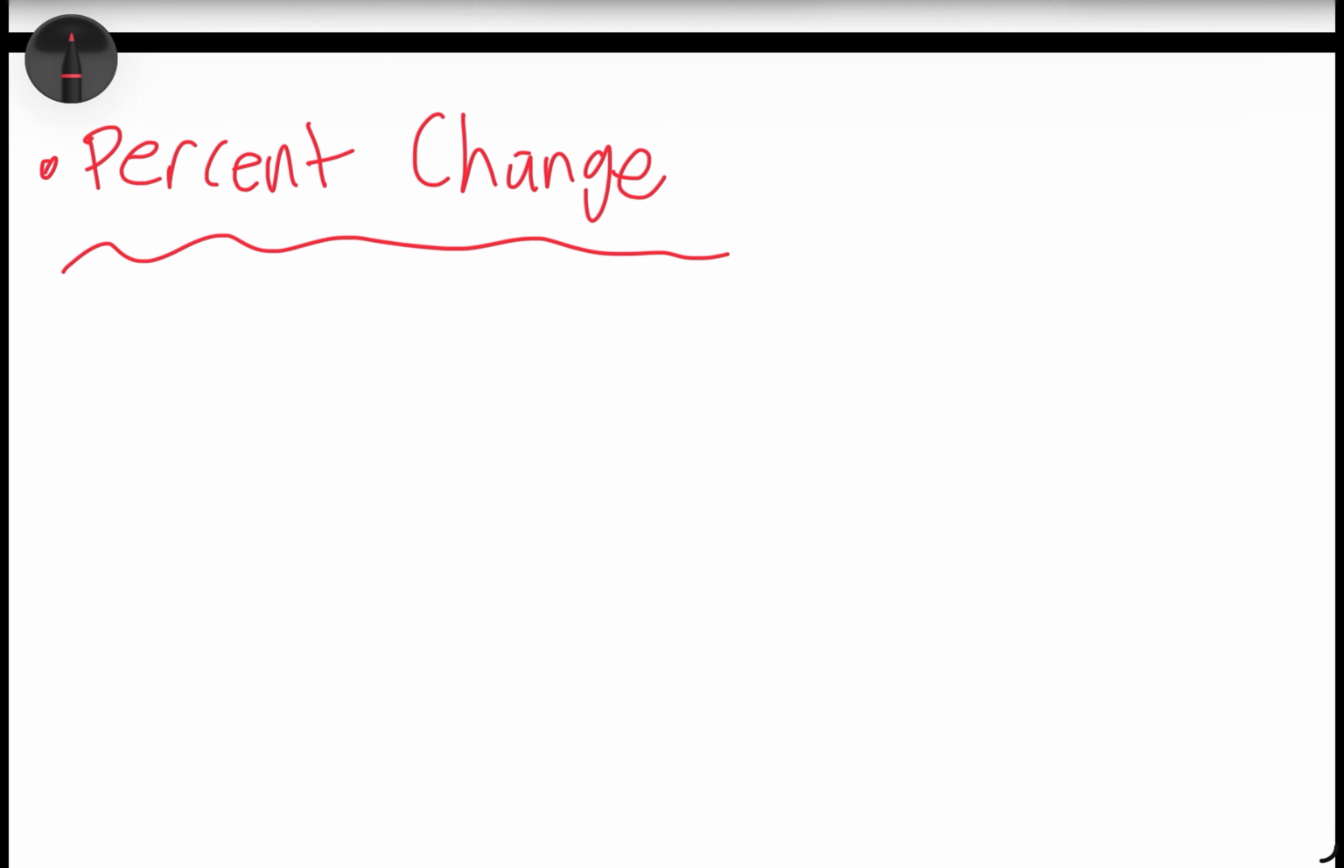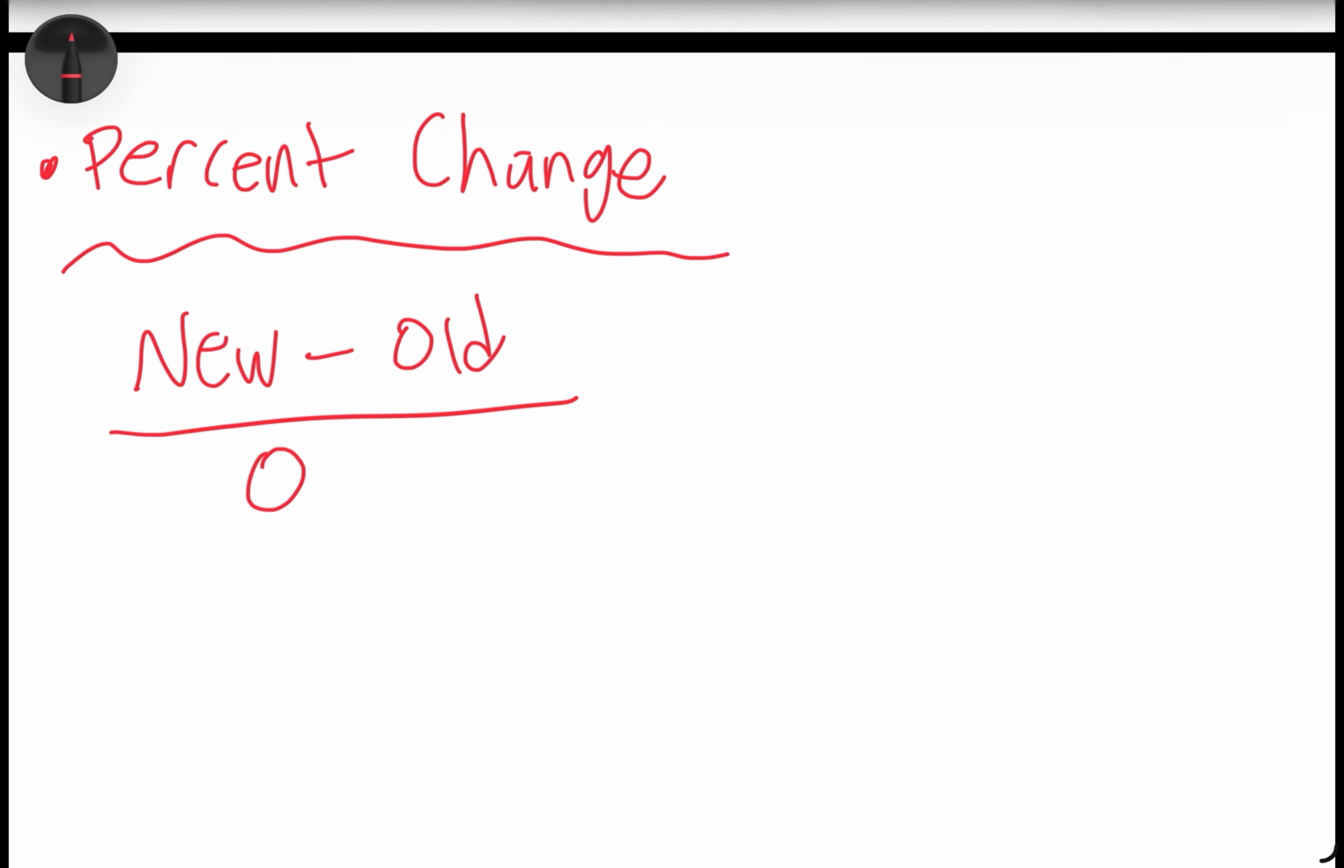So let's begin. The first formula you need to know is percent change, which the formula for this is new value minus the old value over the old value. So divided by the old value times 100.